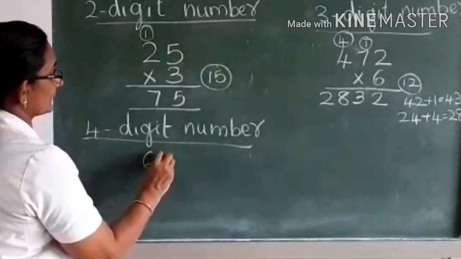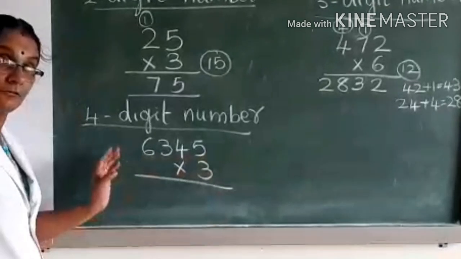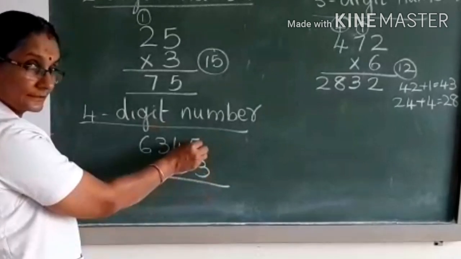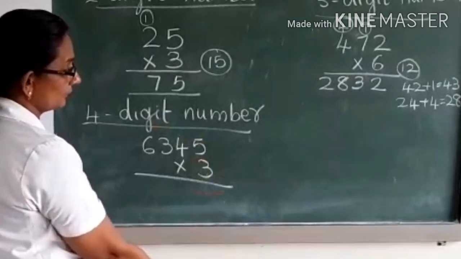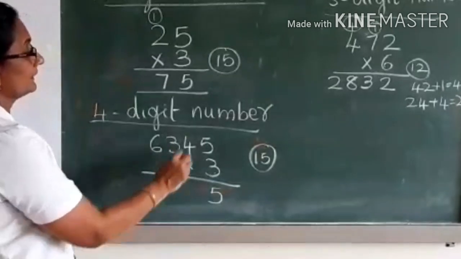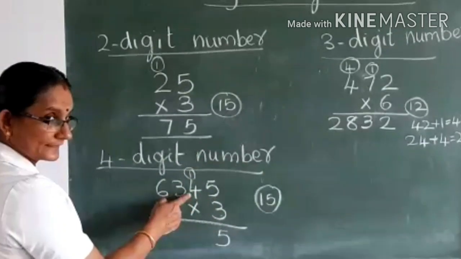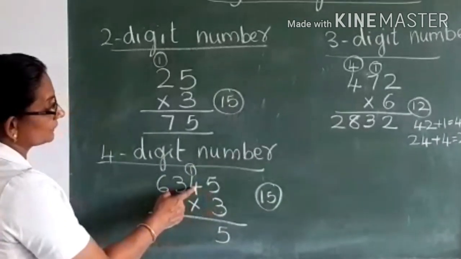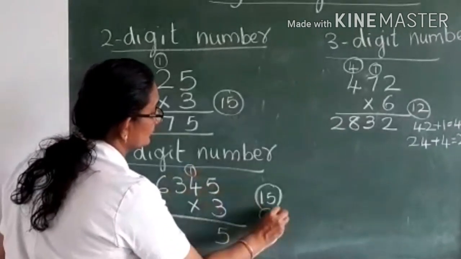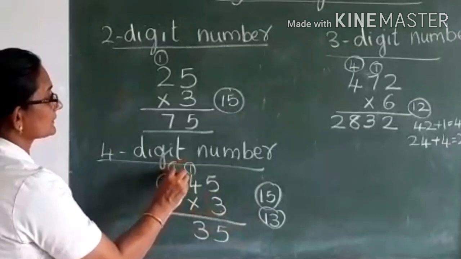Let us consider an example. 6, 3, 4, 5 into 3. This is a 4-digit number. Now let us multiply 3 with the digit in the ones place. 3 into 5 will give you 15, isn't it? So 5 is placed in the ones place and 1 is carried to the tens place. Now multiply 3 with the number in the tens place. 3 into 4 is equal to 12 and 12 plus 1 will give you 13. Now place 3 in the tens place and 1 is carried to the hundreds place.